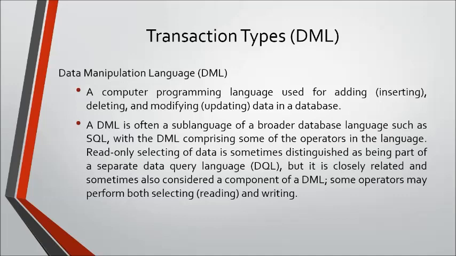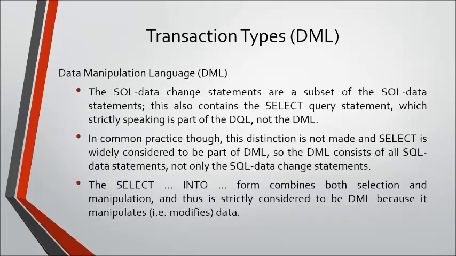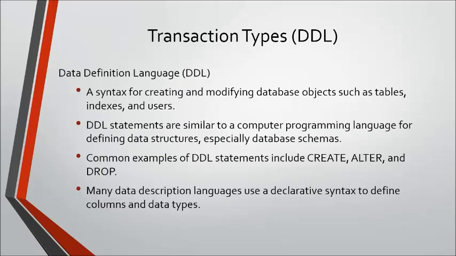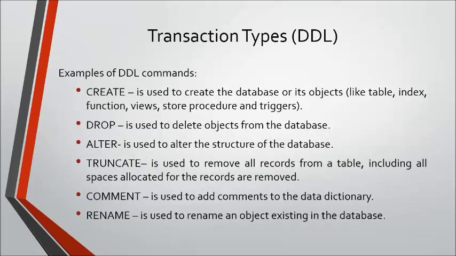Then we also defined and discussed the various transaction types, like data manipulation language or DML. So a DML is used for adding or inserting, deleting, and modifying or updating data in a database. Examples of which are insert, update, and delete. Then we also defined what data definition language is. It is a syntax for creating and modifying database objects such as tables, indices, and users. Examples of DDL commands are create, drop, alter, truncate, comment, and rename.